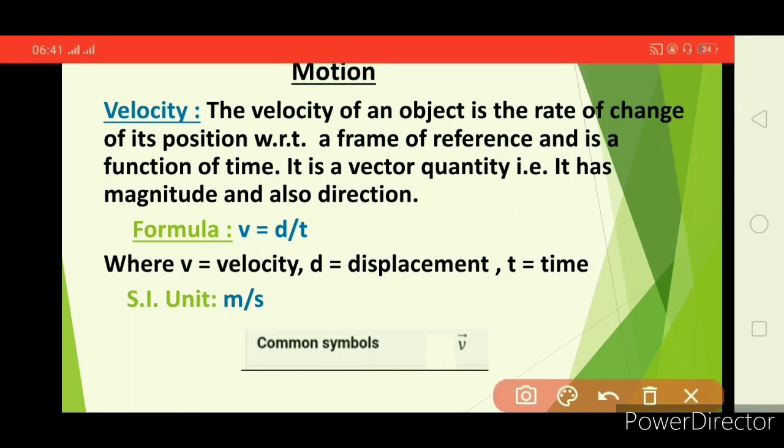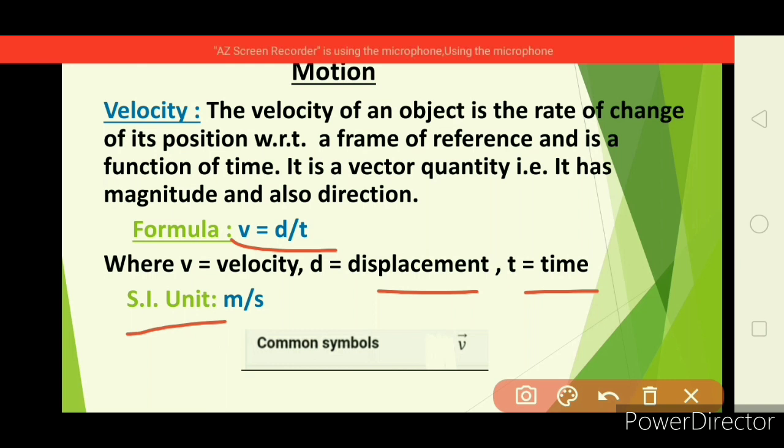The formula of velocity is v equals d upon t, where v equals velocity, d equals displacement, t equals time. The SI unit of velocity is meter per second. The common symbol of velocity is small v. We represent the symbol of velocity by v vector. The vector shows its direction.